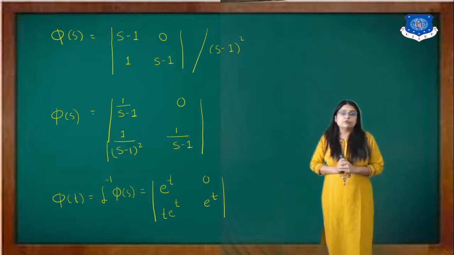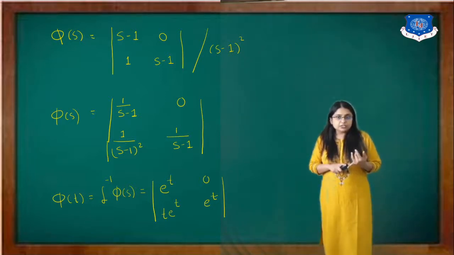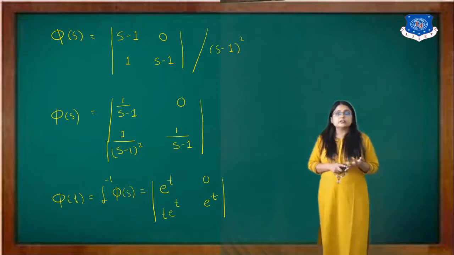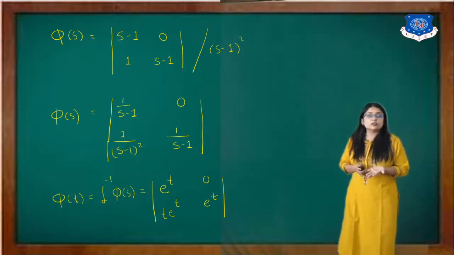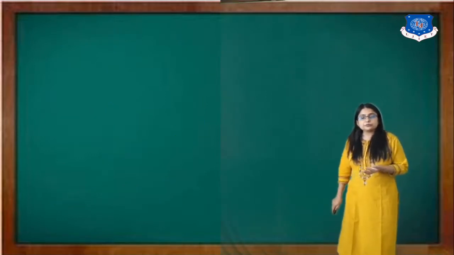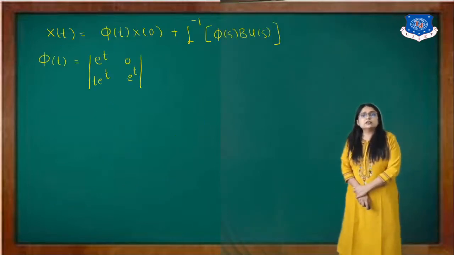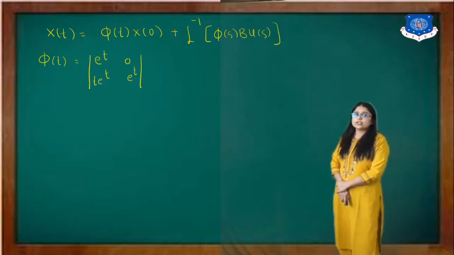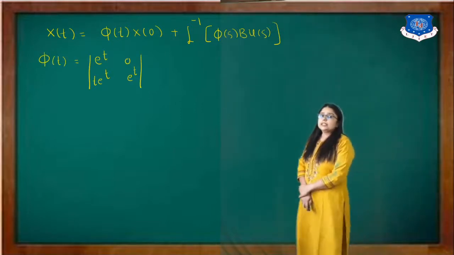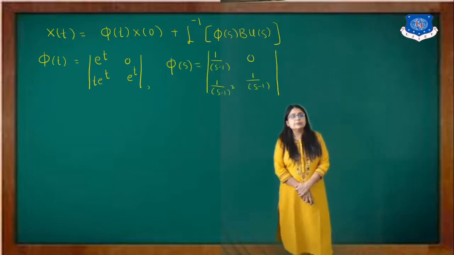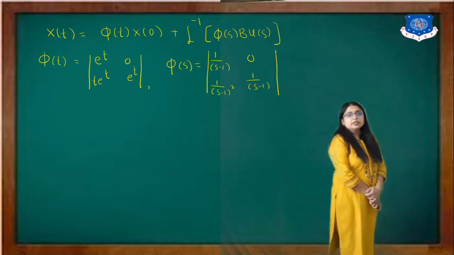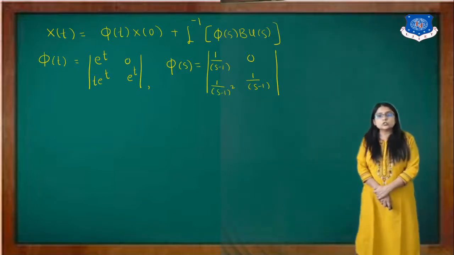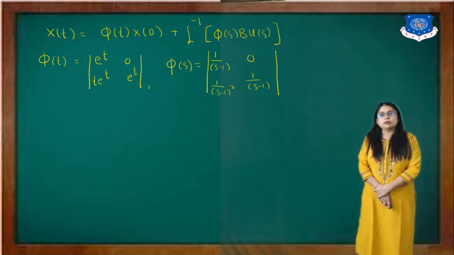Right. So to find out the state transition matrix, or we can say the time response, you require the knowledge of Laplace as well as inverse Laplace. Now, see in this, we have the value of phi of t, that is e raised to t, 0, t into e raised to t and e raised to t. We have the value of phi of s, that is what? 1 upon s minus a, 1 upon s minus a whole square, 0 and 1 upon s minus 1.